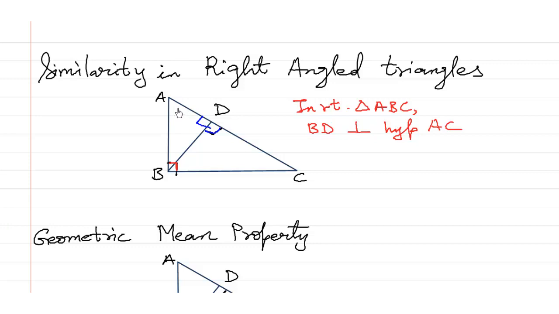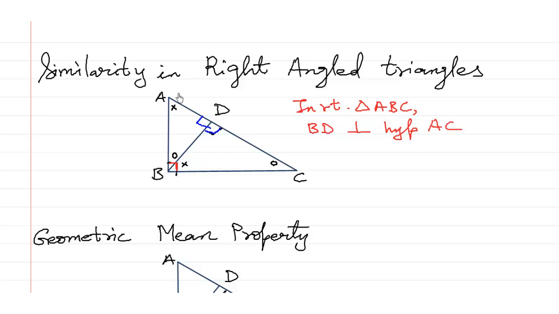Suppose I mark angle A as X degrees, I mark this angle ABD as O degrees, I mark DBC as again X degrees, and I mark the last angle C as O degrees, then you can see that in all the three triangles there is an X degree, there is an O degree, and there is a right angle. Therefore, by the AAA test, all the three triangles are similar to each other.